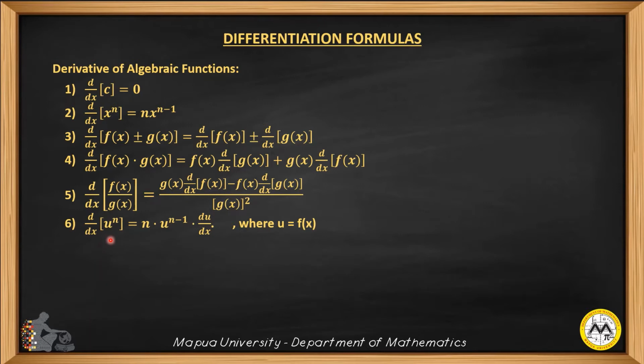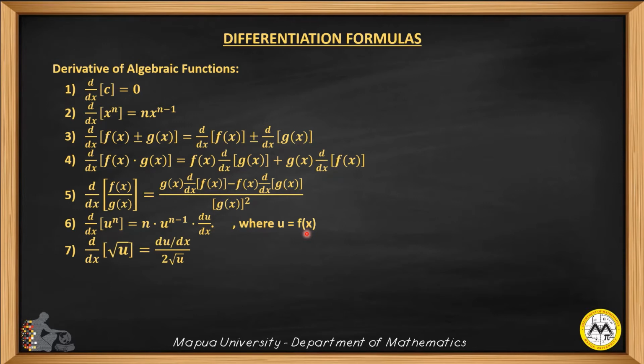When we are differentiating a power where the base is some function of x, where we have here the function u to the n, then its derivative with respect to x is given by n times u to the n minus 1 times du dx. Now, we have to remember that u is a function of x.